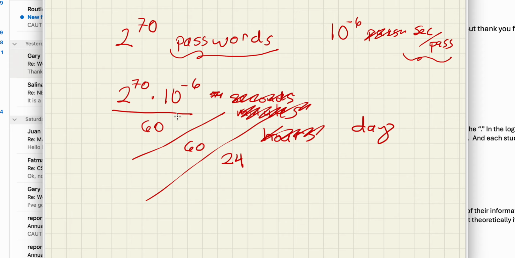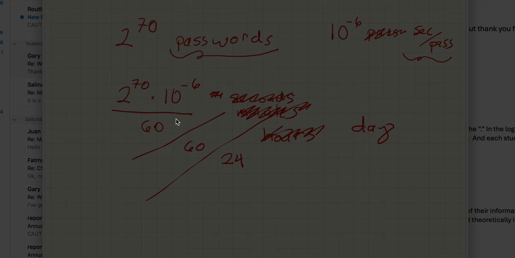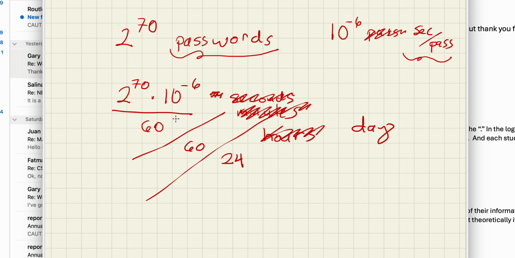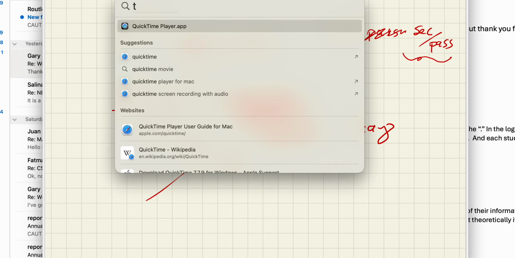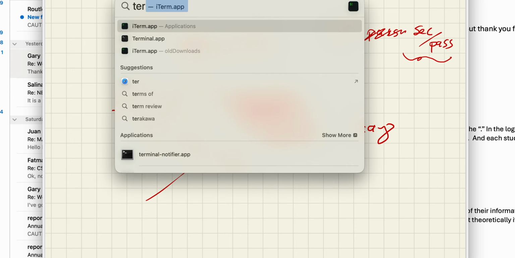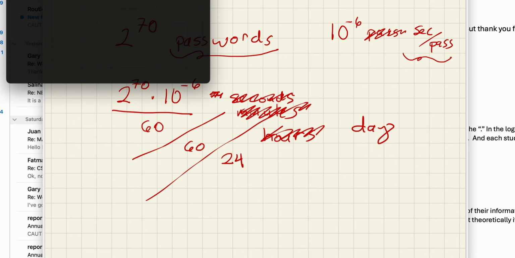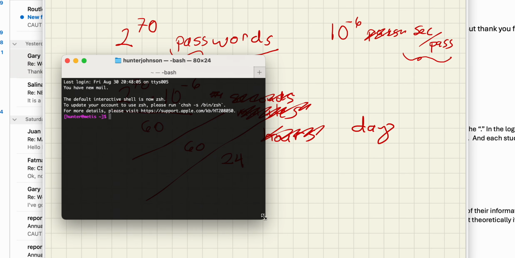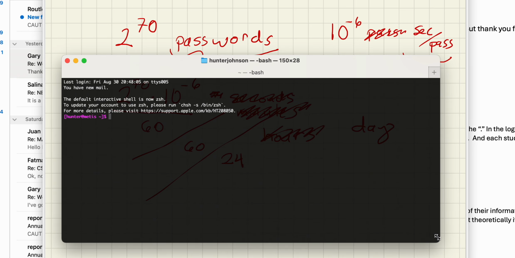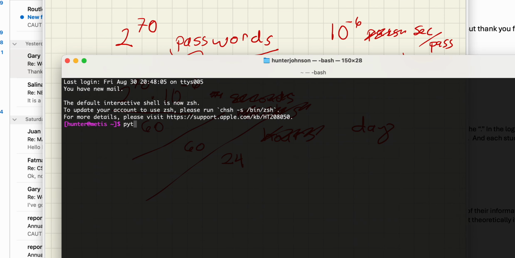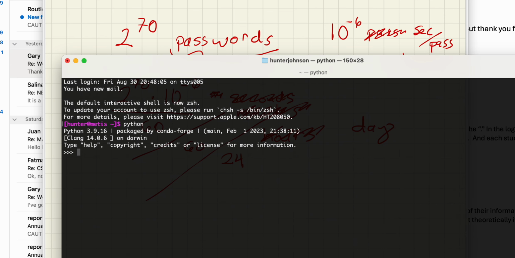So you have to use a calculator to do this. There's one way. Let's see if I can get this going. Terminal. One thing you can do is use Python for a calculator because it can handle really big numbers. Let me see if I can get this going here. So I can do 2 to the 70.